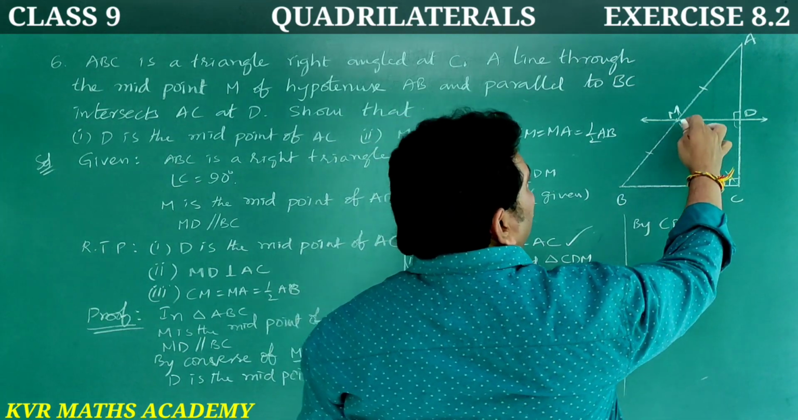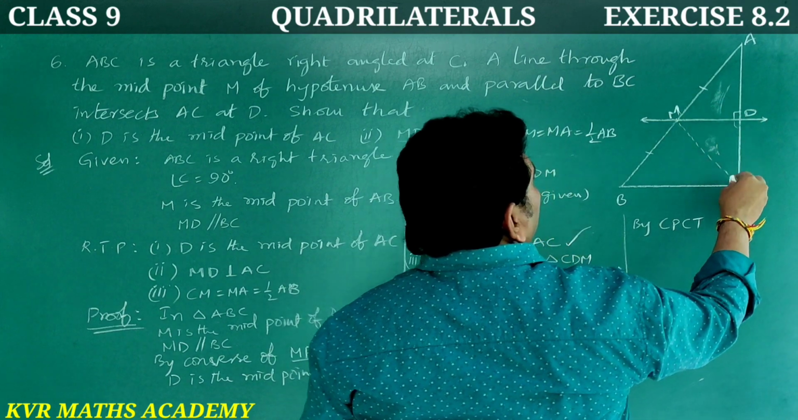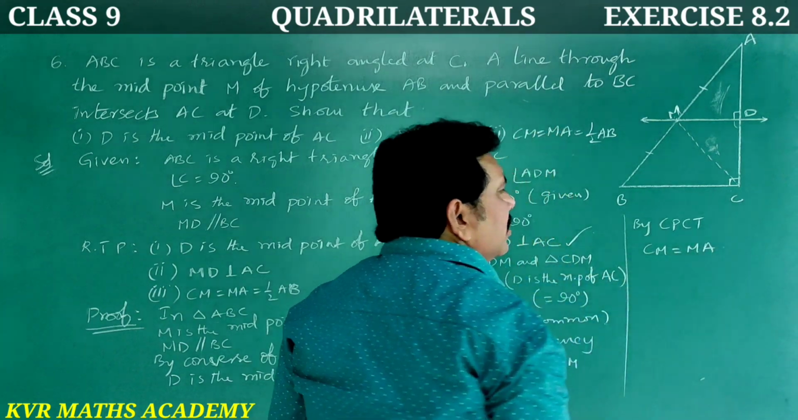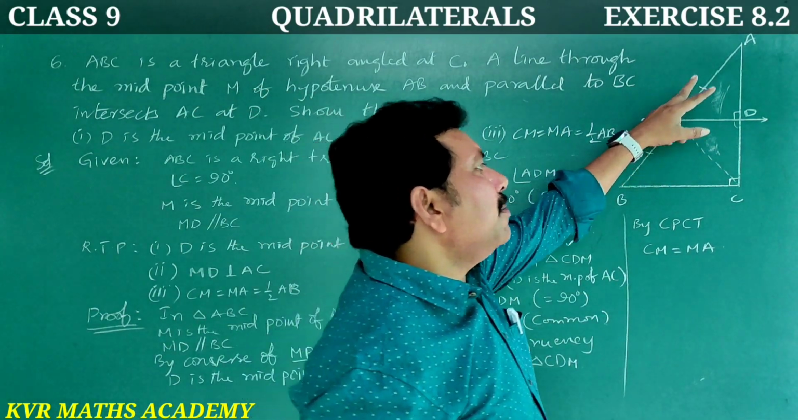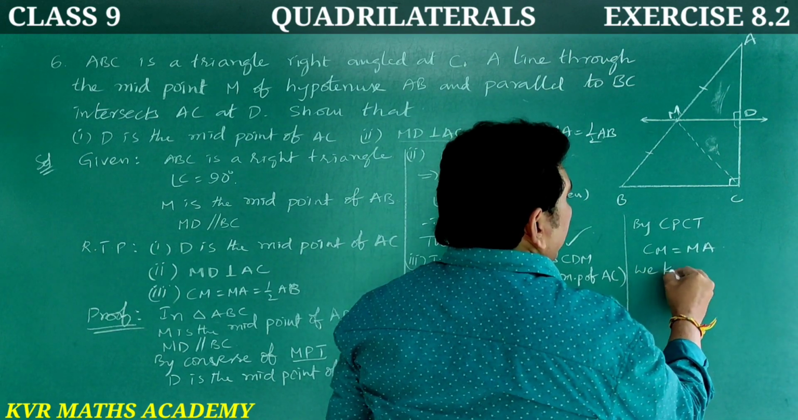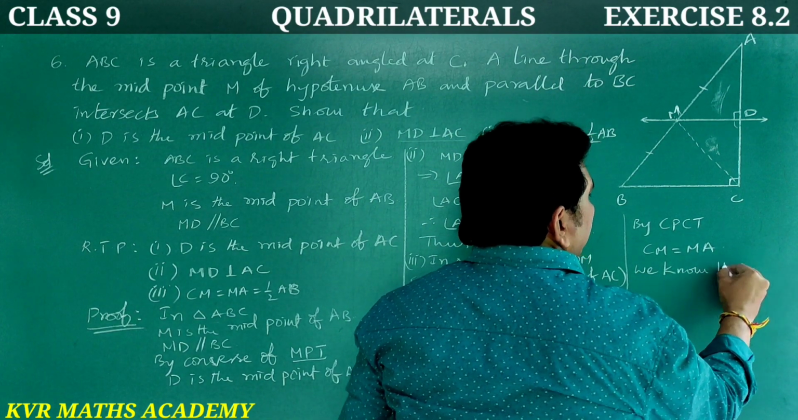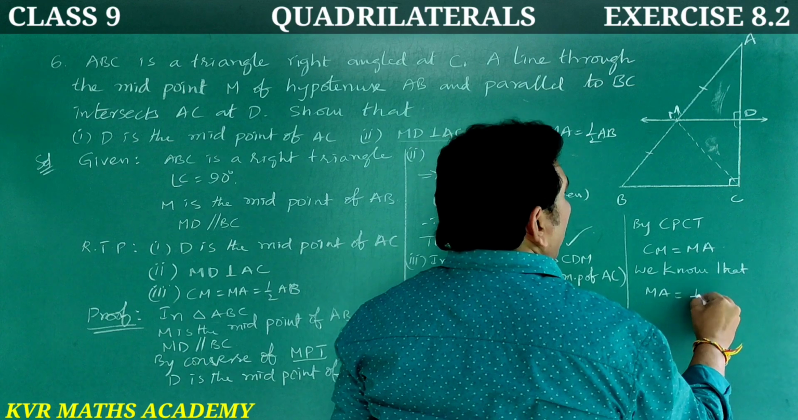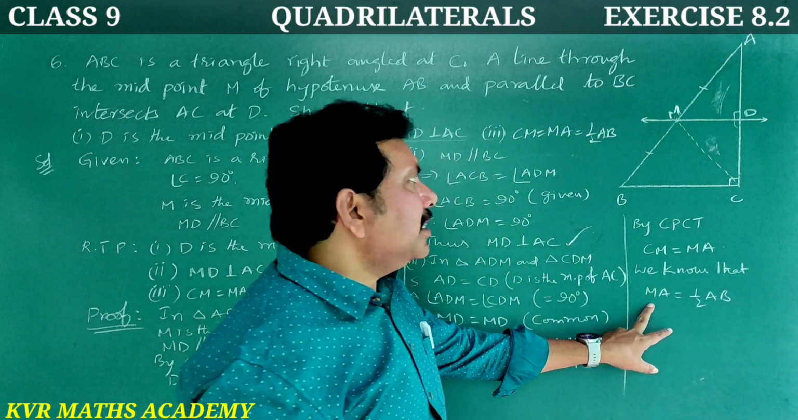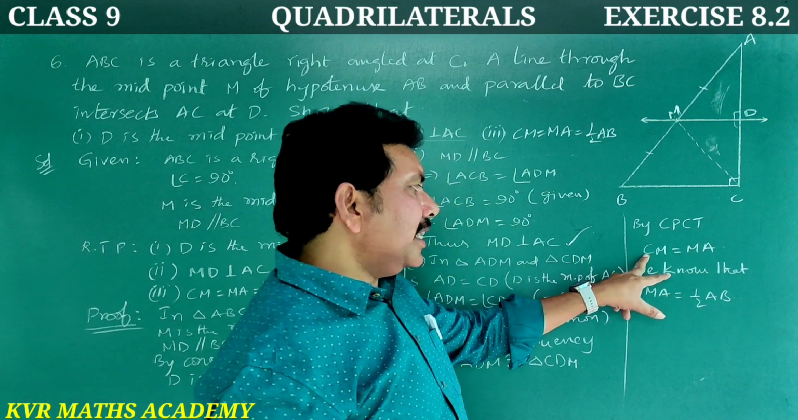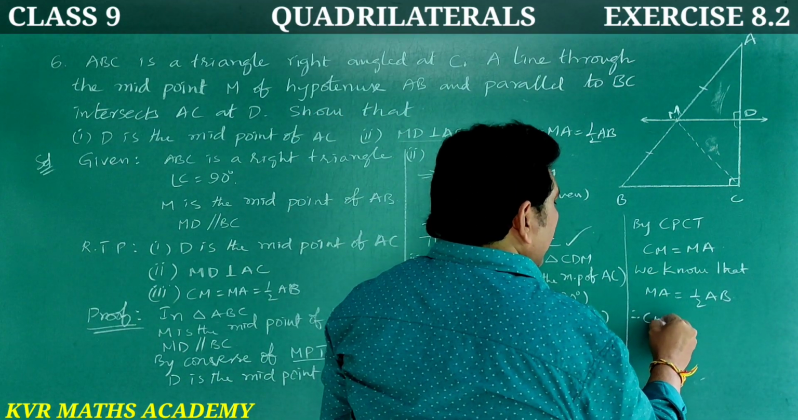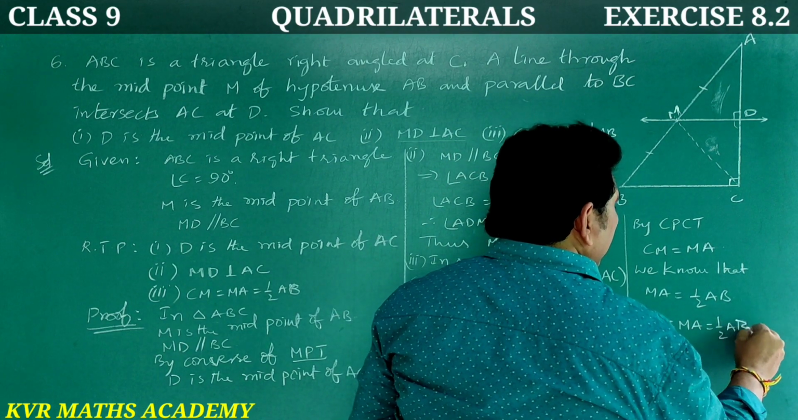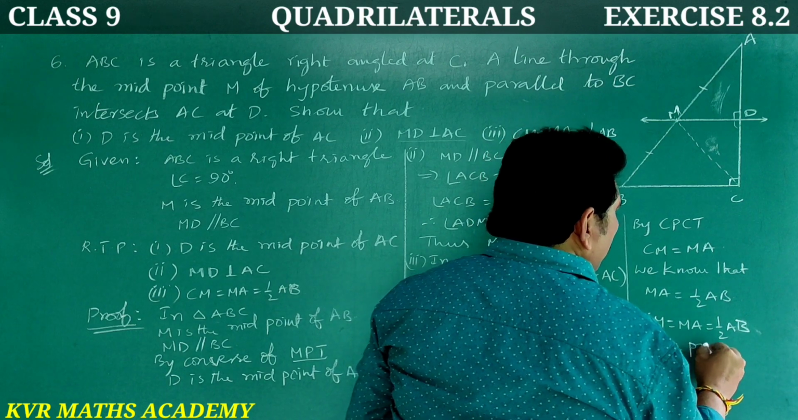Since these two triangles are congruent, CM is equal to MA. We know that M is the midpoint of AB, so MA is equal to half AB. So MA is equal to CM, therefore CM is equal to MA is equal to half AB. Hence proved.